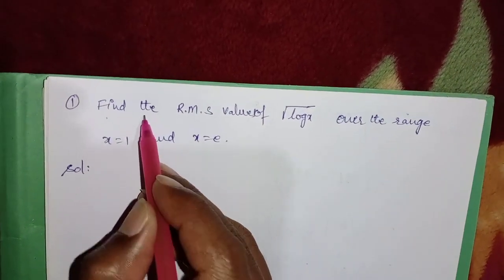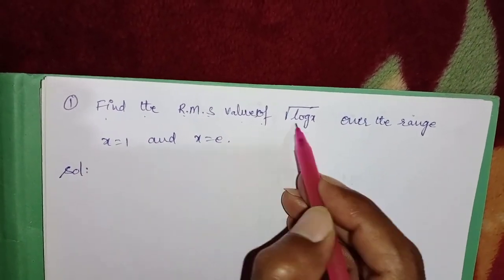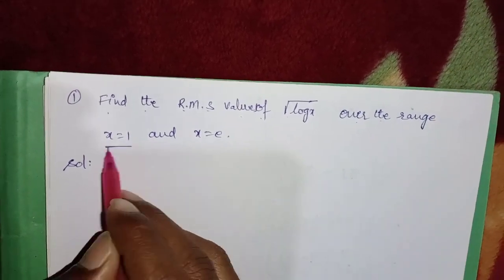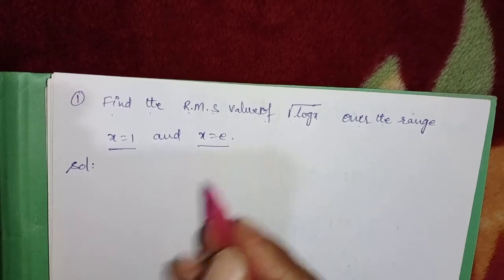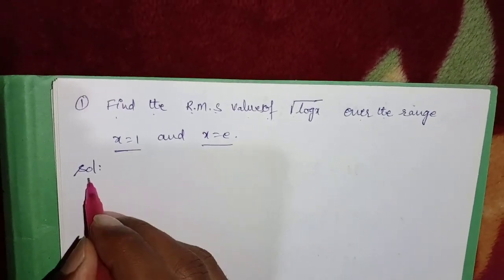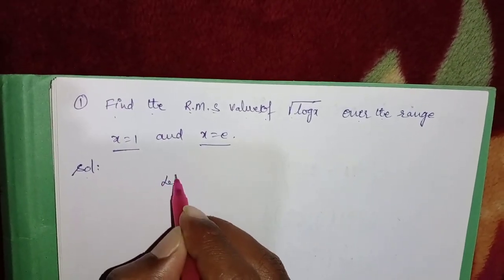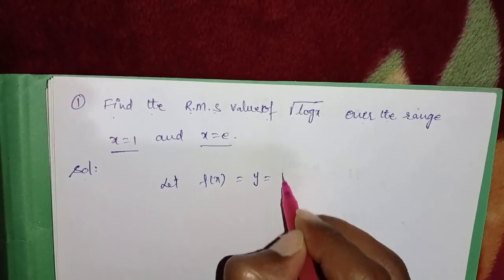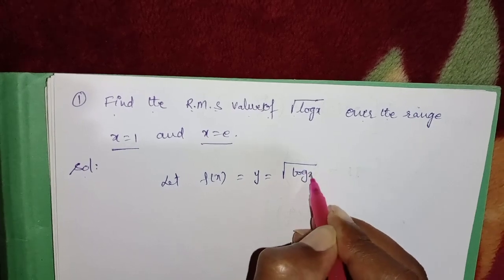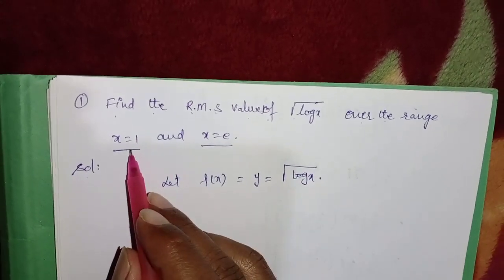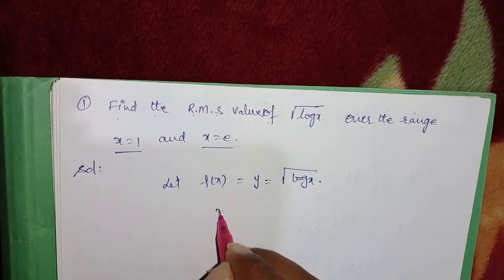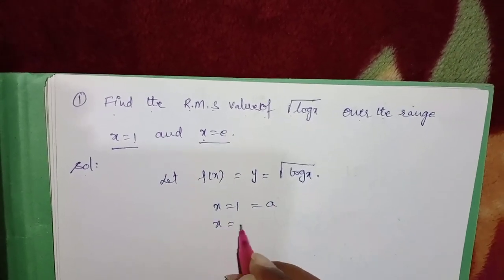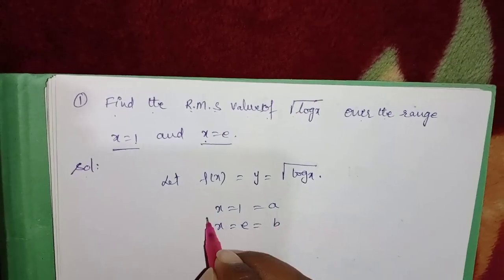Find the RMS value of root log x over the range x is equal to 1 and x is equal to e. See here also solution. So first of all, let f of x, or y, be equal to under root log x, and the limits are x is equal to 1, consider it is a, and the second one is x is equal to e, consider it is b.